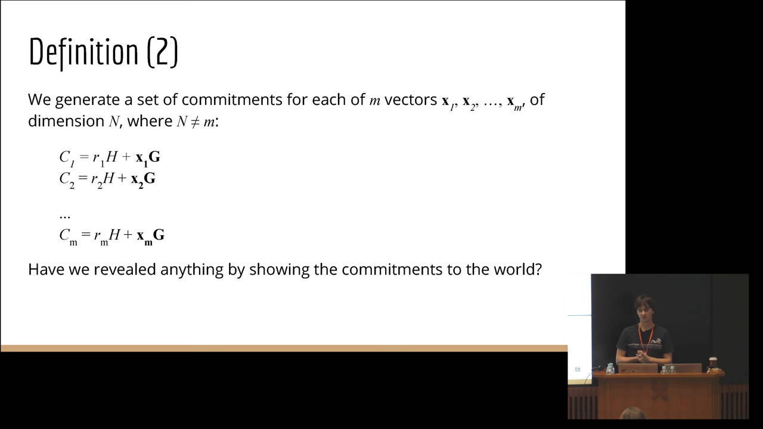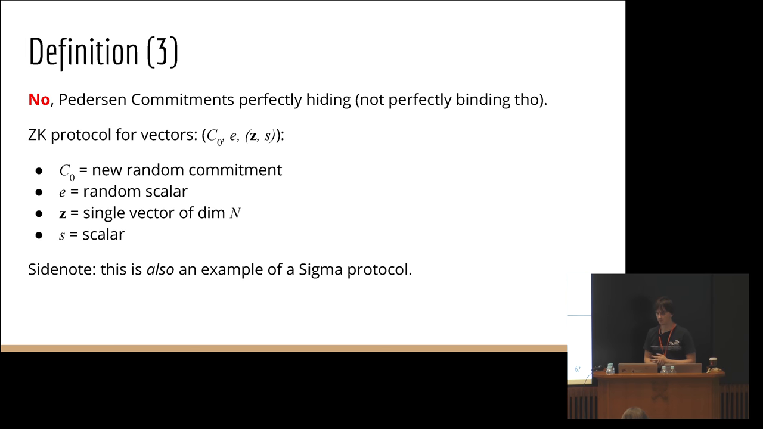Question, have we revealed anything by showing them to the world? Answer is no. These commitments are still perfectly hiding, but they're not perfectly binding, only under the discrete logarithm assumption. So we get a little hairier now.